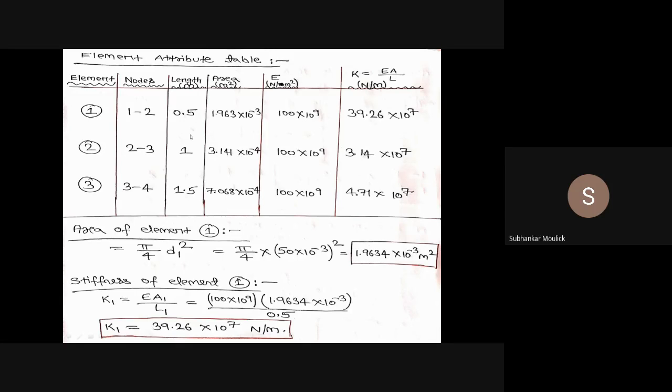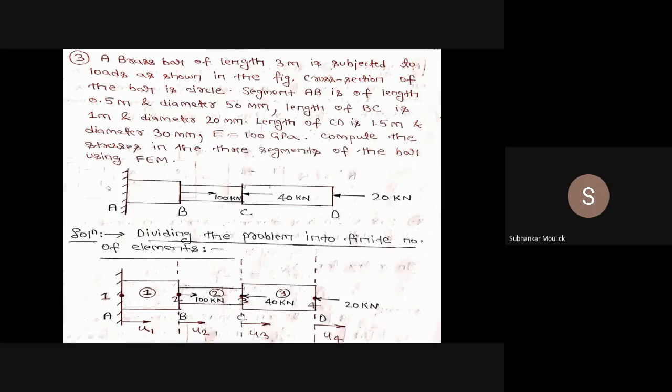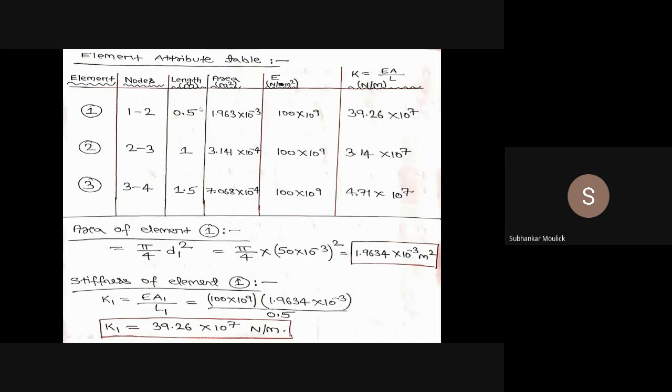Let us come to the third column. We have to input the values of length for each element. It is given in the problem that AB has a length of 0.5 meter, BC has a length of 1 meter, and CD has a length of 1.5 meter. If you add all three values, you get the total length of the entire problem as 3 meter. So the first element is 0.5 meter, the second element is 1 meter, and the third element is 1.5 meter in length. We have completed the third column of the table.